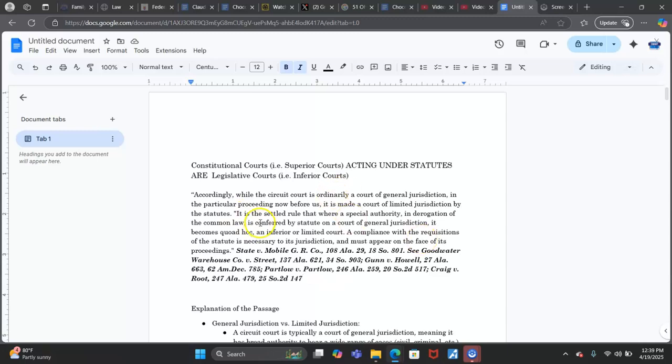So hopefully, y'all start reading your state constitution and reading cases to help this stuff get embedded into your minds.